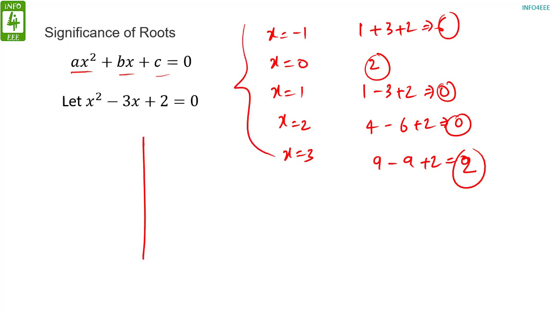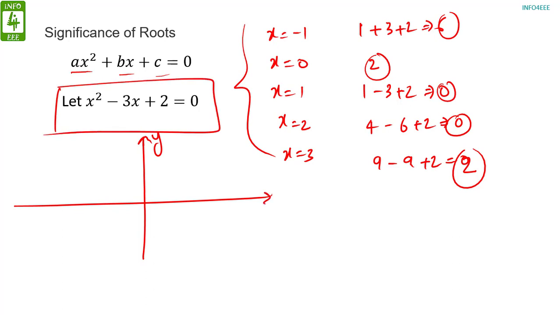If I try to draw this, this y will show me the amplitude at different values of x. At x equal to 0, the value is 2. At x equal to 1, the value is 0. At x equal to 2, the value is again 0. And at x equal to 3, the value is plus 2. Okay. At minus 1, the value is plus 6. Something like this. So the graph will come like this and will go like this.